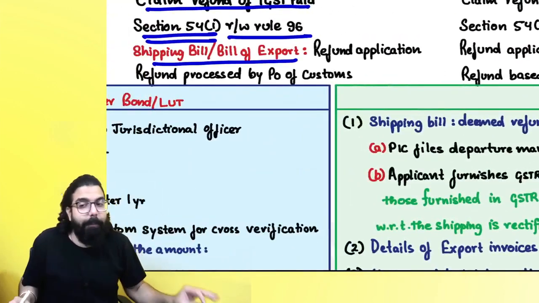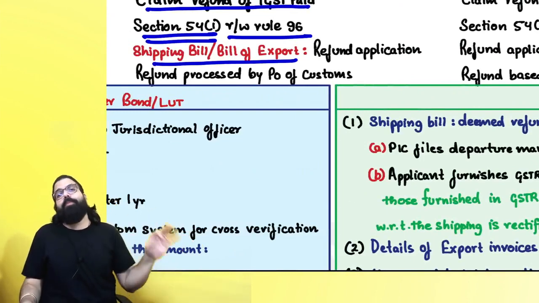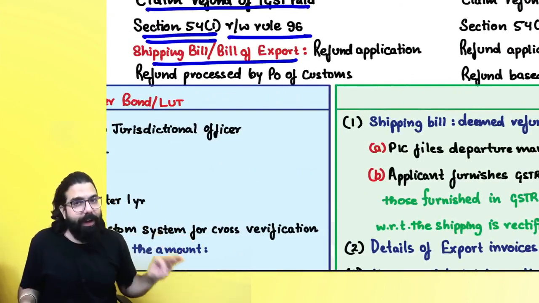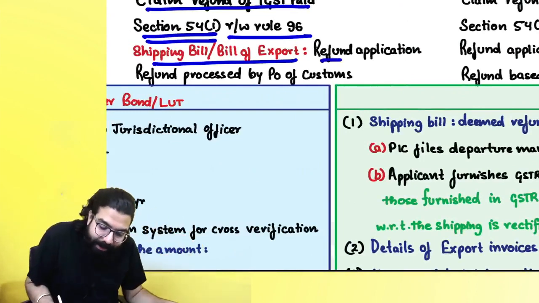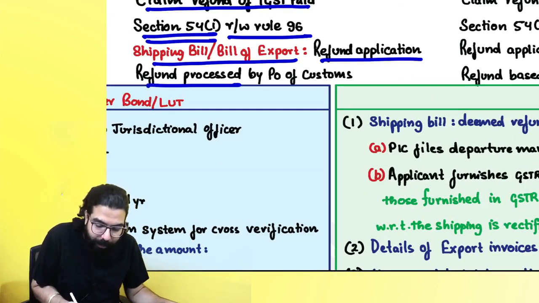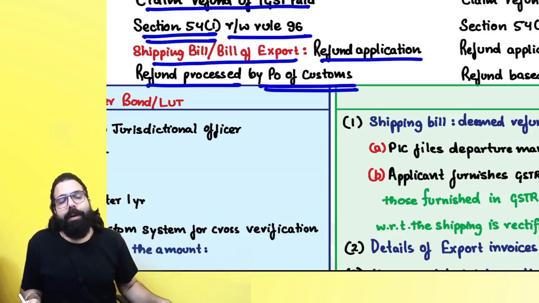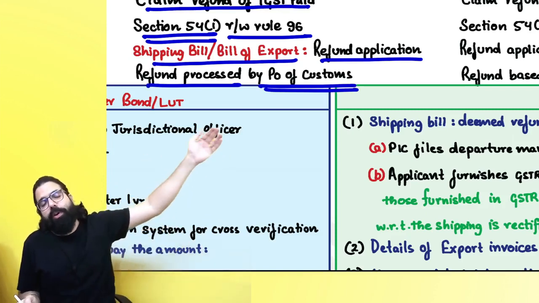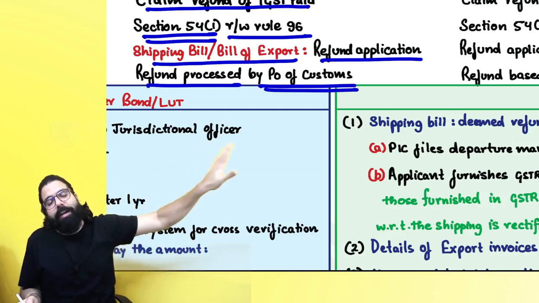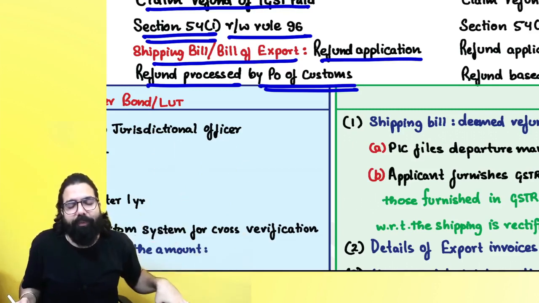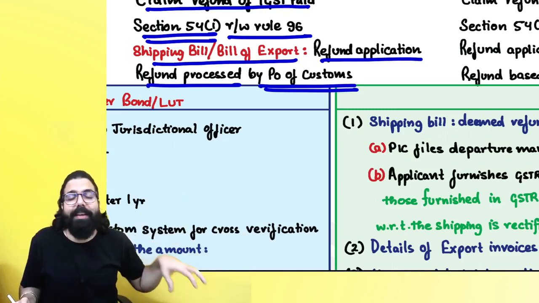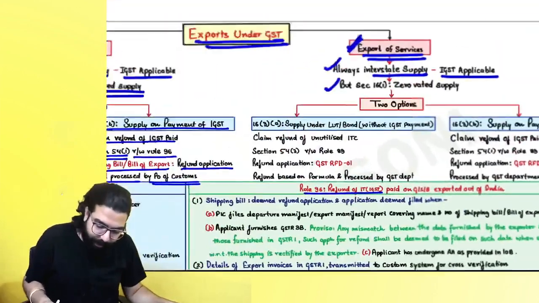In case of export you file the shipping bill or bill of export, and that is your refund application. The refund will be processed by the proper officer of customs. Remember one thing: when you export, the shipping bill or bill of export which you file with customs is deemed to be your refund application. Okay sir, point is clear.